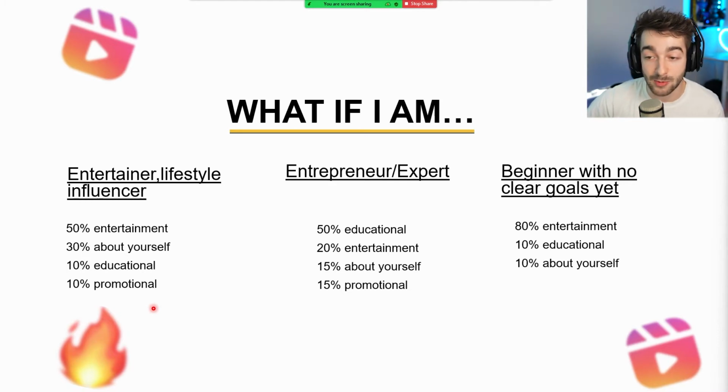If you're an entrepreneur and expert like me, 50% of your content should be educational, 20% should be entertainment, 15% should be about yourself. Now, once again, it doesn't necessarily have to be about yourself for reels. You could just do about yourself for posts or Instagram lives like I do. And then 15% of it you want to be promotional, so obviously you can start getting money. Now, if you're a beginner and you have no goals whatsoever, then just focus your content on entertainment, and then the rest of that 10% educational and about yourself, because at the moment you haven't got a goal, okay?